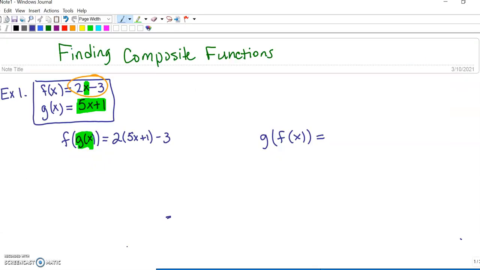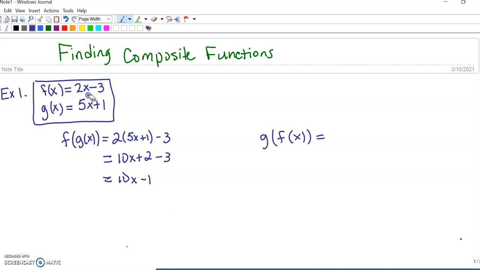Okay, so then that's going to equal 10x plus 2 minus 3, and combining our like terms would be 10x minus 1. So that would be f of g of x.